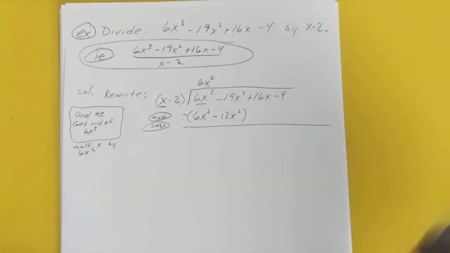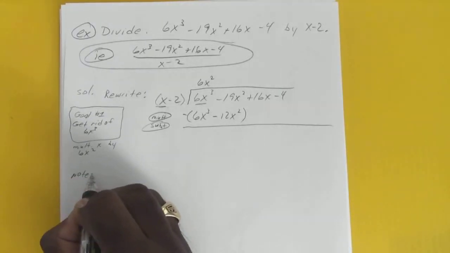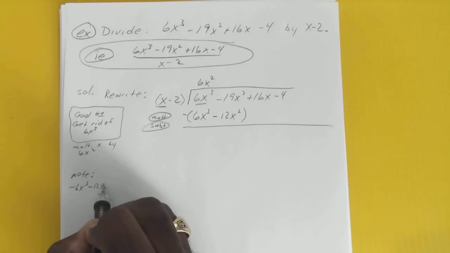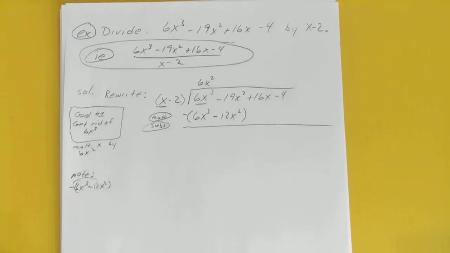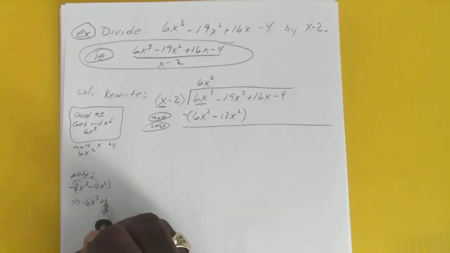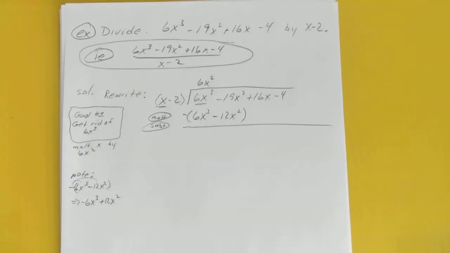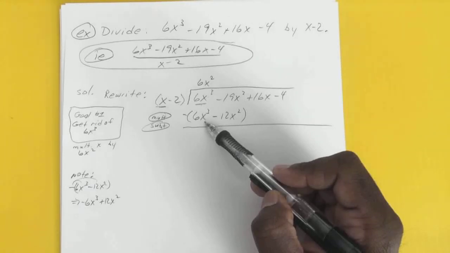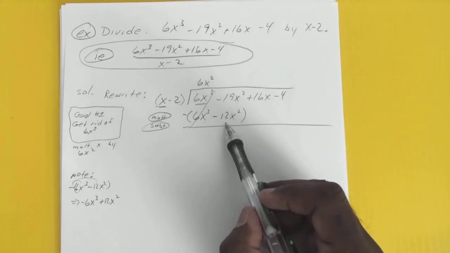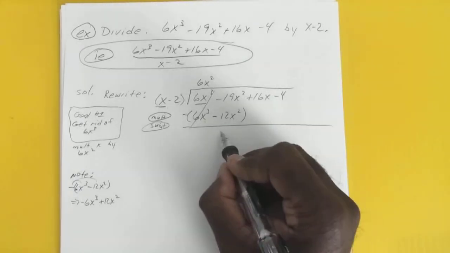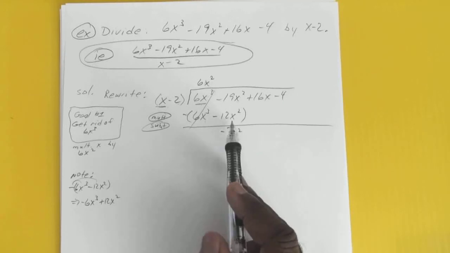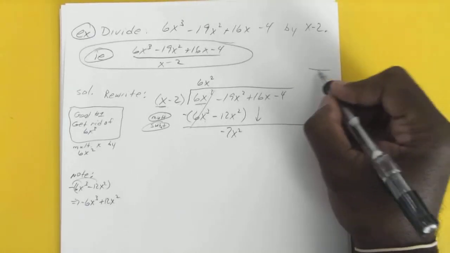Okay, now the one thing you want to remember, just a quick little side note, is that when you have negative 6x to the third minus 12x squared, that negative is distributed. So you end up with negative 6x to the third plus 12x squared. Okay, so we have 6x to the third minus 6x to the third, which is 0, which is exactly what we wanted. You have negative 19x squared plus 12x squared, which gives us negative 7x squared. Okay, so we multiplied, we subtracted, and now we just have to bring down.